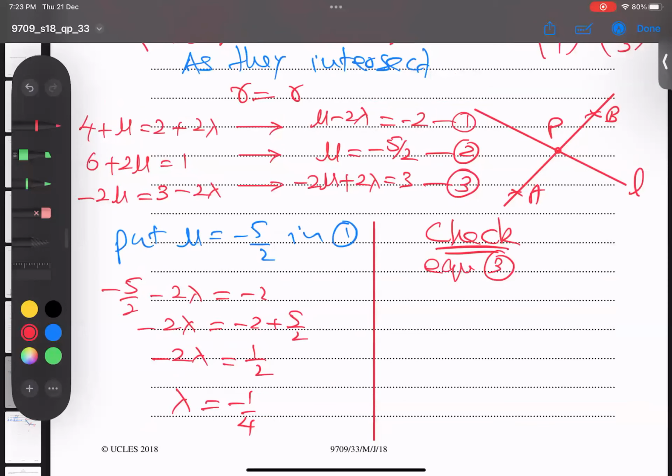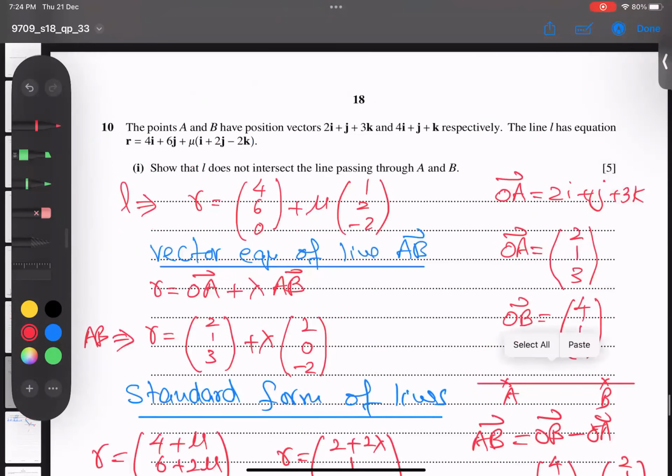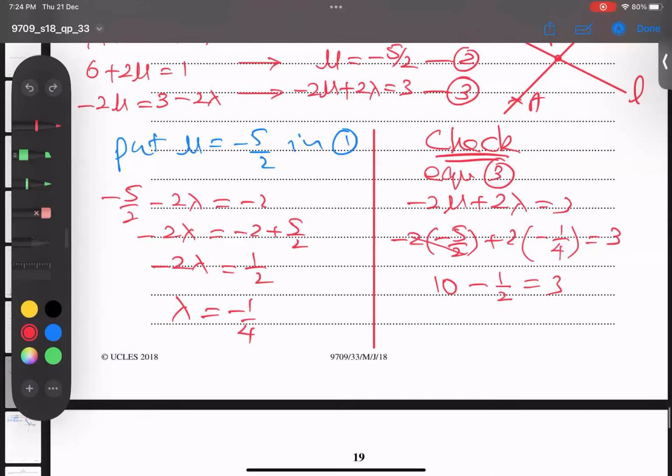Negative 1 over 4. Maybe there is some mistake, maybe I think so. It must be cancelled. Anyway, come back. Hold on, let me check once again. It is coming 10, and this is coming negative half. Equal to 3, but it's not equal. But the question said to show that. Oh yeah, exactly, sorry for that. It said they don't intersect. It means they are not equal, and they are not equal: 19 over 2, which is not equal to 3. So we can say yes, they don't intersect.